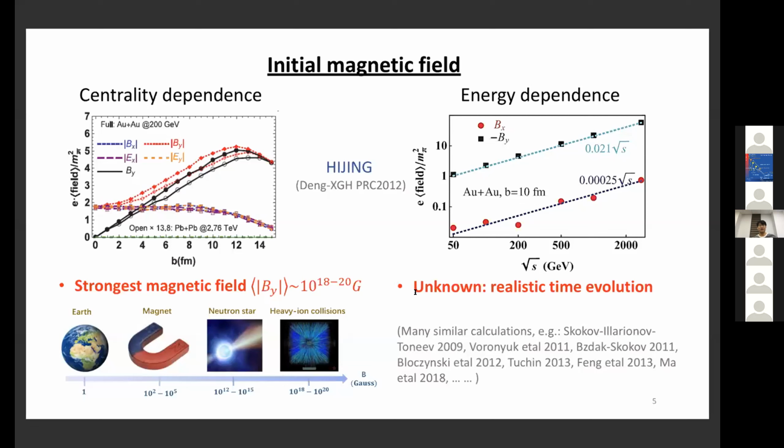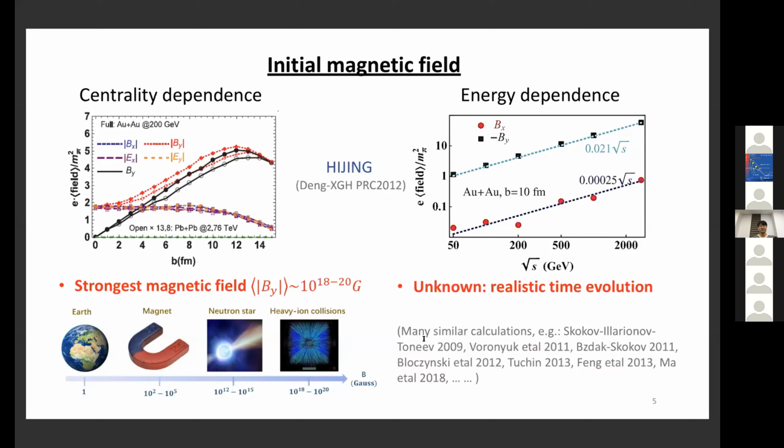In fact, this magnetic field is very strong, and is the strongest magnetic field that we know in the current universe. But it's very transient, which means it decays very fast. However, we know that in heavy-ion collisions, we have a conducting medium, that is a quark-gluon plasma. And in that case, the magnetic field can be kept for a longer time. So that's the question: what is the realistic time evolution of the magnetic field in the heavy-ion collision? And I will come back to this point later.